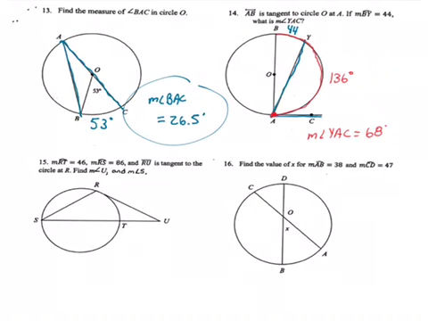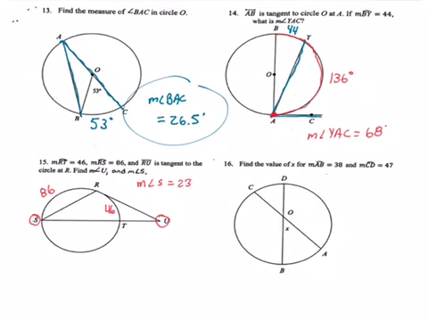Question 15, they tell us that arc RT is 46 degrees, sorry. They tell you that arc RS is 86. And they ask you to find the measure of angle U, which is here, as well as angle S. Well, angle S is the easiest one to find. It's an inscribed angle, so it's half of the arc it cuts. So it's going to be half of 46, which makes it 23.